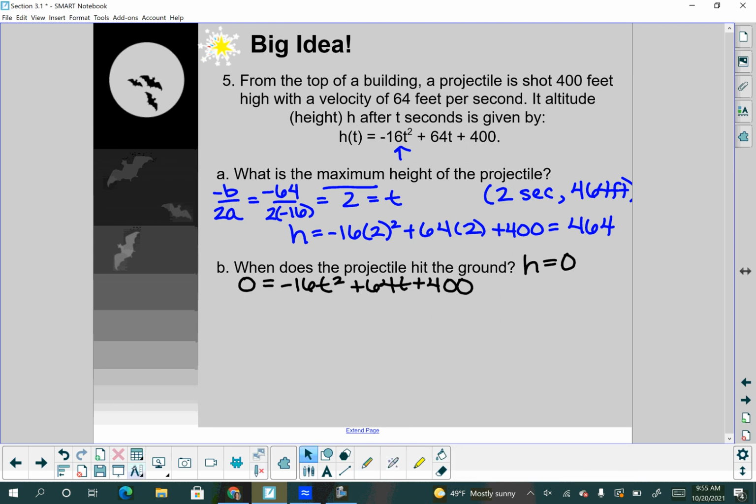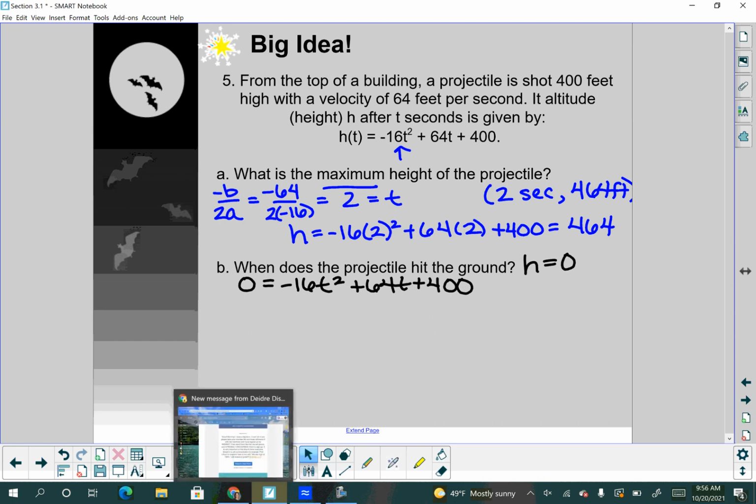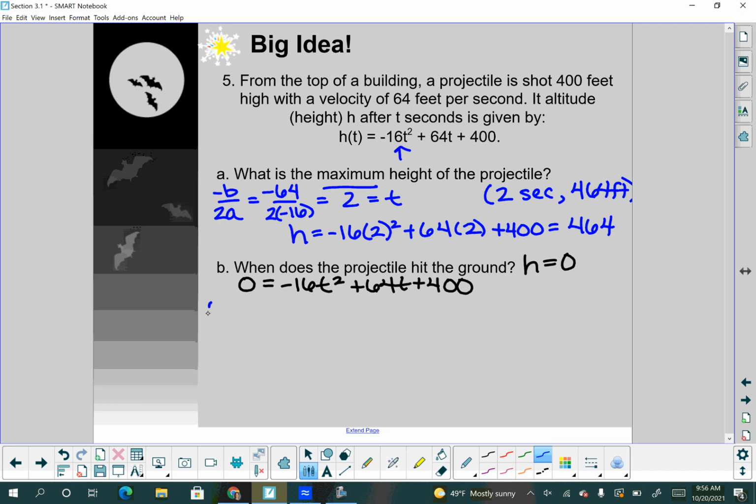All right, so option number 1 to solve for this is you can try to complete the square, try to factor it. I think that gets a little messy with the big numbers I have here. I think I'm just going to go straight to the quadratic formula because I know that's going to work. So quadratic formula, which will solve for t in this case, not an x. Opposite of b, negative 64, plus or minus square root.